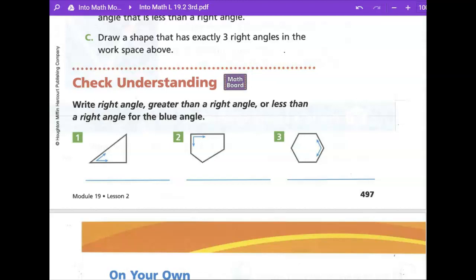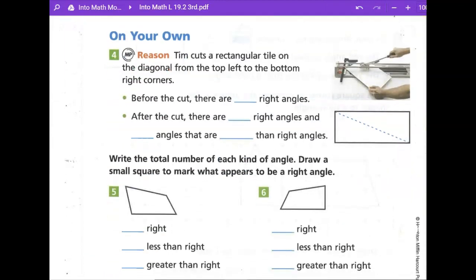Okay, go ahead and do the check your understanding at the bottom. Then come back to the recording. Okay, so here was the key. You were supposed to look at the blue angles. So this one is less than. If you put your little square in the corner, it's going to cover up this line. If you put your square in the corner of this one, it's going to lay right along the edges. And if you line one edge of your square up with this, you're going to find out the other side of your angle sticks out.